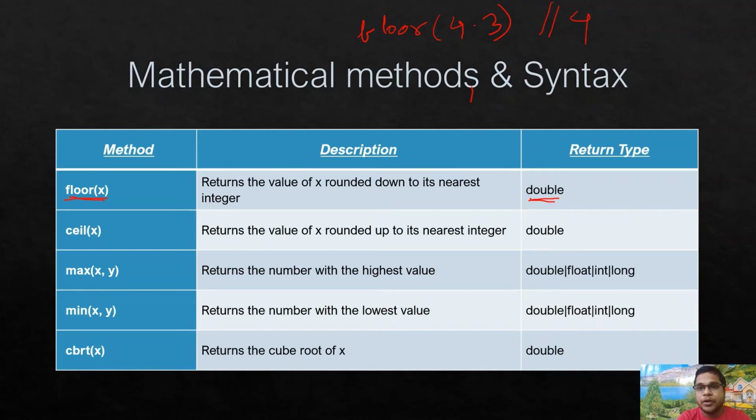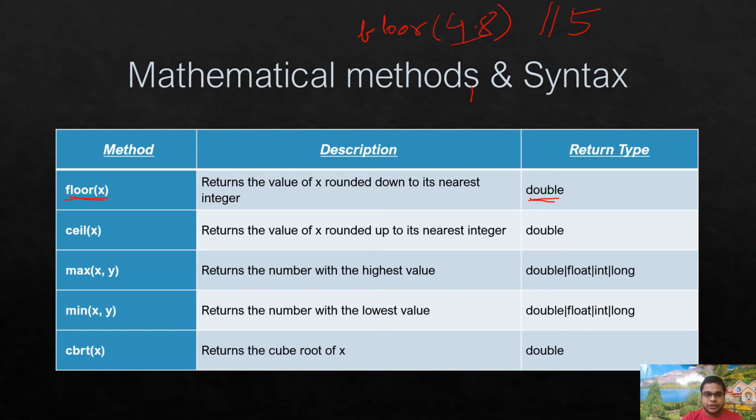If you take the argument as 4.8 instead of 4.3, what is the rounded down value? The rounded down value is 4, not 5. So the output will be 4. This is the working of the floor function.